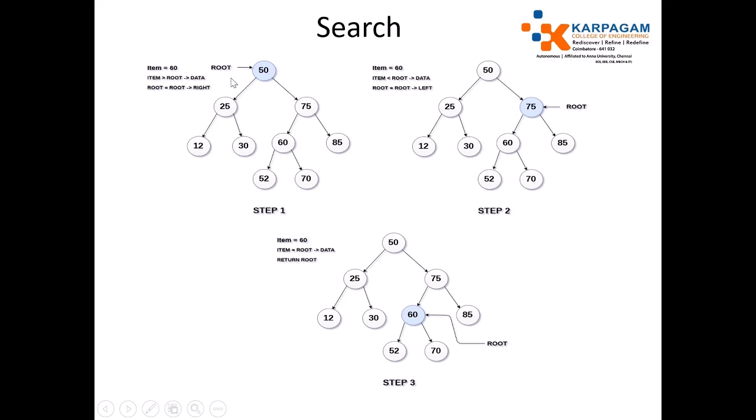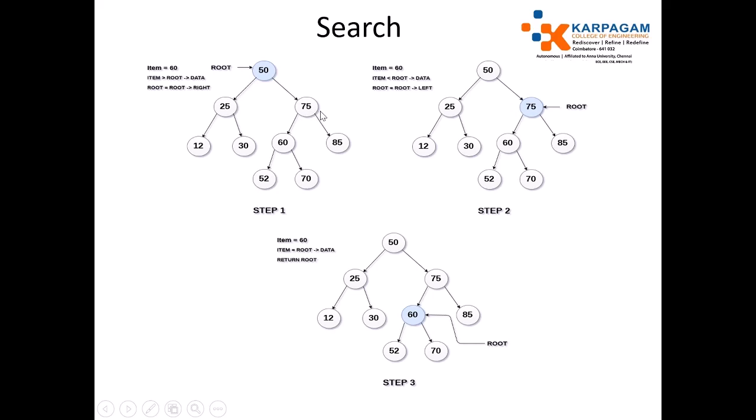We always start from the root. 60 is compared with 50. 60 is greater, no? So move to the right side. The element to be searched is compared with the root node data, which is greater, so move right. That is why I write root equal to root of right.